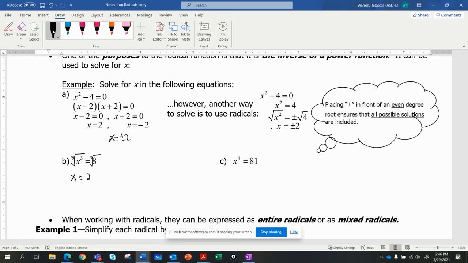Then for the fourth root, so x to the power of 4, I can take the fourth root of x to the power of 4. It leaves me with just x. Then because I took the fourth root on this side, I have to take the fourth root on this side. So in your calculator, you would plug in the fourth root of 81. You all should have that capability. If you're not sure how to do it in your calculator, I can come around later and show you.